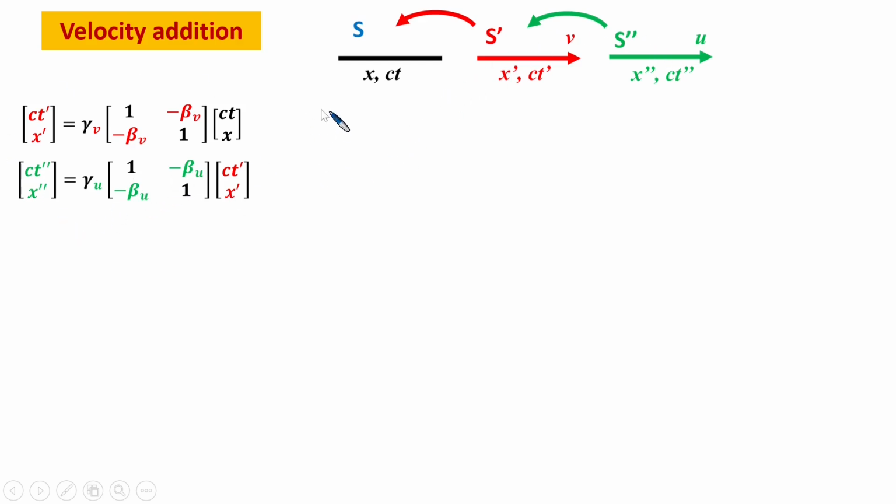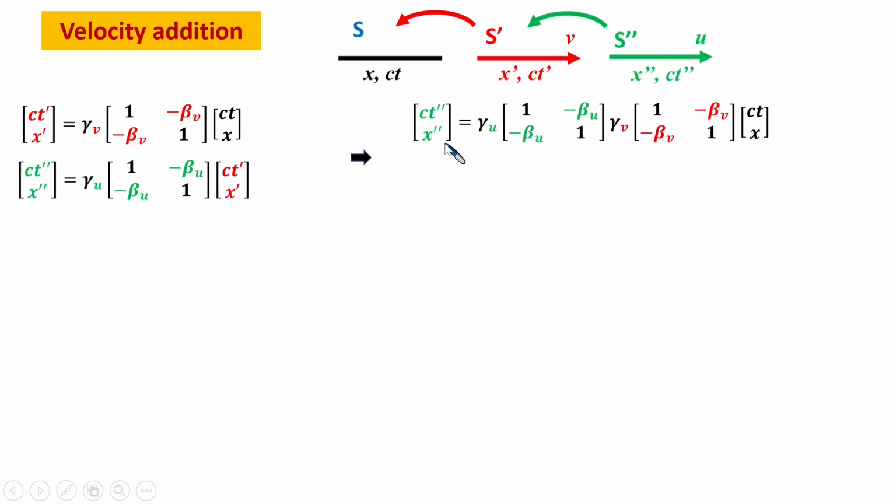So these green betas are for this, and these red betas are for this one. So you can write this ct double prime as this, which is the transformation I have written here. Then you have this ct prime x prime. I substitute this here, so I get this. So I get this coordinate with respect to this ct.